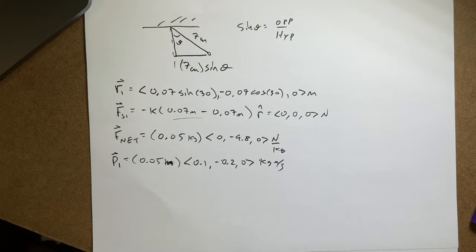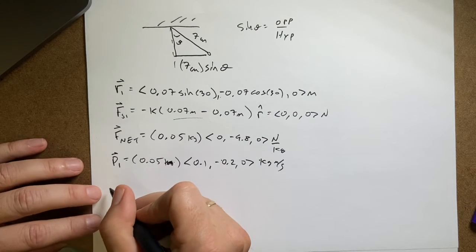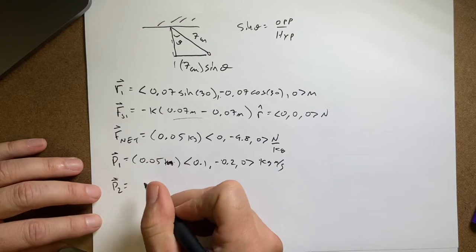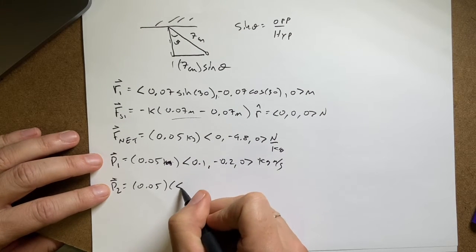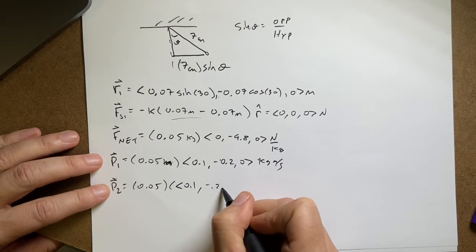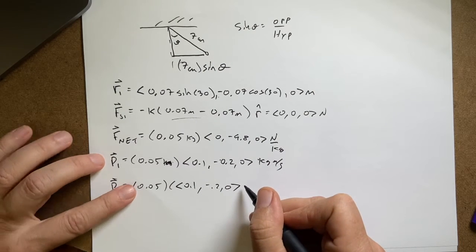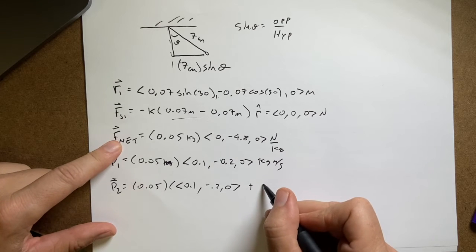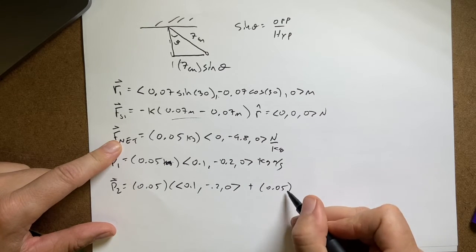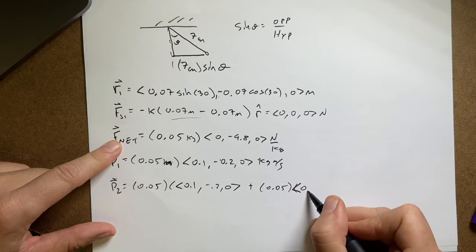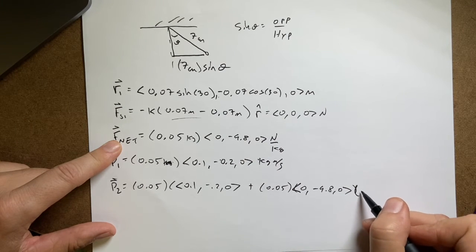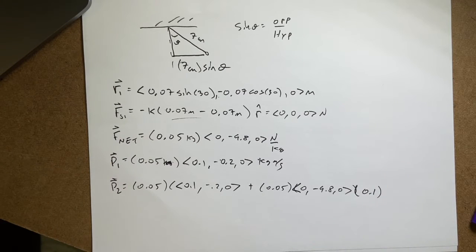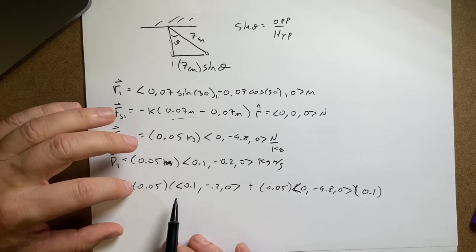Okay, now I am all set to calculate P2. P2 equals P1, which is this, 0.05, 0.1, negative 0.2, 0. That's P1 plus Fnet, which is this, 0.05, 0, that's a vector, 0, negative 9.8, 0, times delta t, 0.1. So then I have a vector for V2. I'm going to calculate that. And you can do that with your calculator, right?